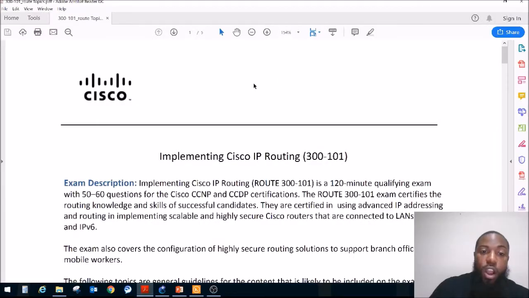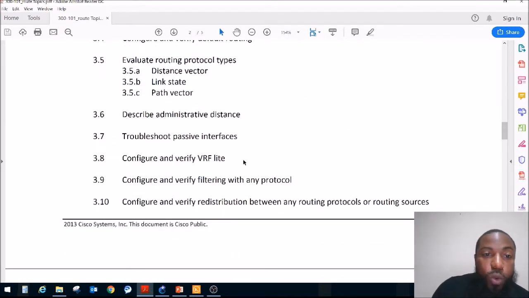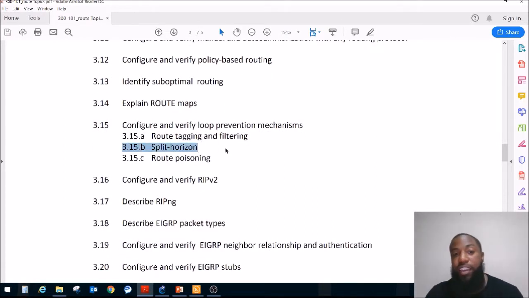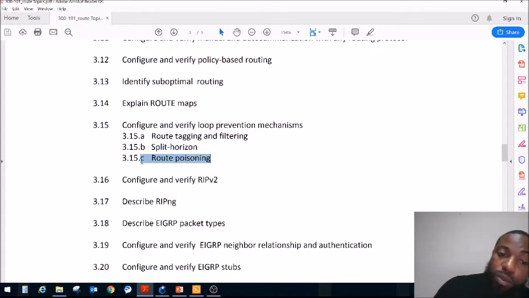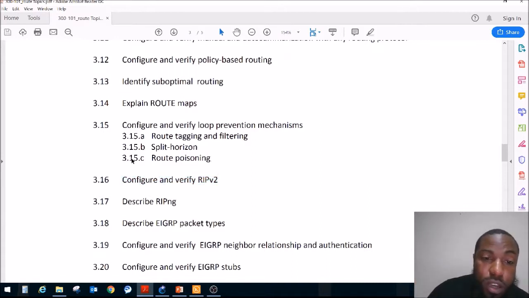Hashtag labeveryday. All right, so this is the exam blueprint, Implementing Cisco IP Routing. Again, this is also known as the CCNP ROUTE exam. We just wrapped up the section on split horizon, which is a loop prevention mechanism. We are also going to do another loop prevention mechanism today. It's route poisoning. After that, we're going to move on to configuring and verifying, yes, RIP version 2. That is an older routing protocol, but it is a requirement for this exam. So it is a routing protocol basic, and we need to cover that. But today we're going to be doing route poisoning.